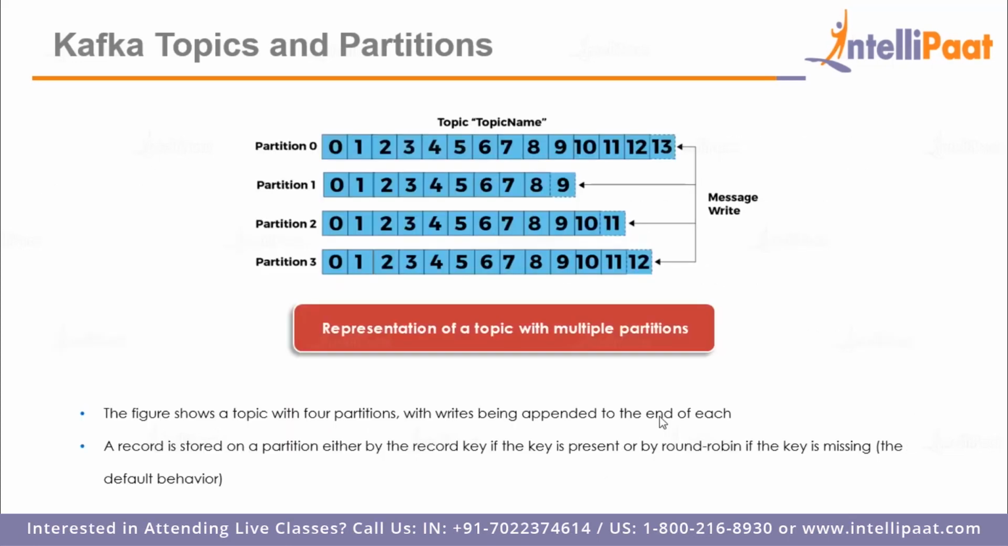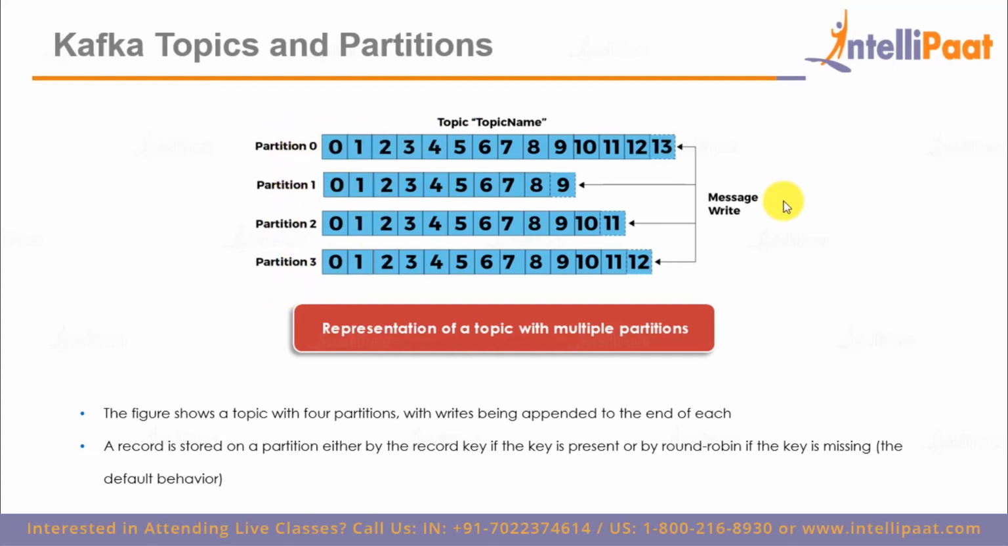Right. Now let's take this example to understand how a topic is basically divided into different partitions. This figure shows that we have a topic which is divided into 4 partitions with writes being appended to the end of each of these partitions. So this is the topic, and this topic will have one particular name, and it has been divided into 4 partitions: partition 0, partition 1, partition 2 and partition 3.